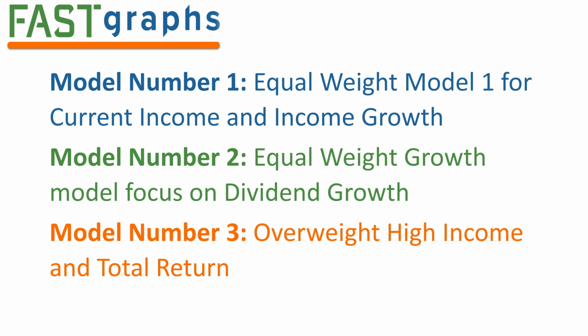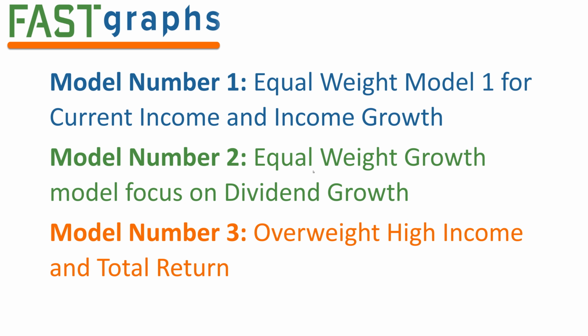Now, model number one was an equal weight model for current income and income growth. The emphasis here was you wanted to get higher income than the market gave you, but you also wanted that income to grow over time. Model two was an equal weight growth model focused on dividend growth.